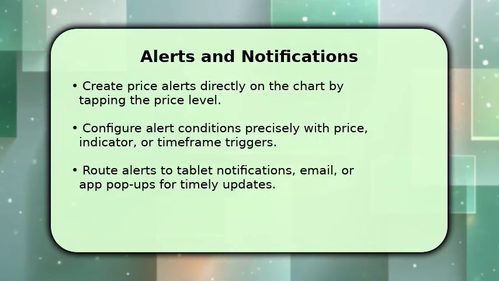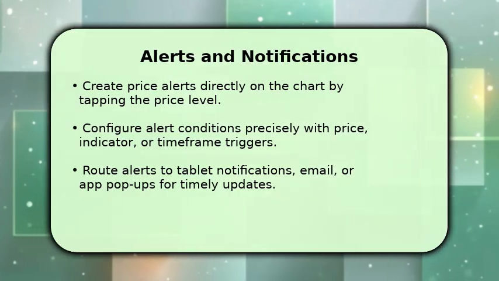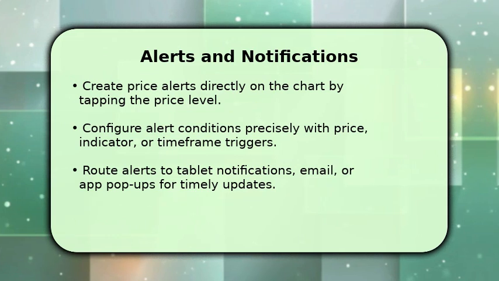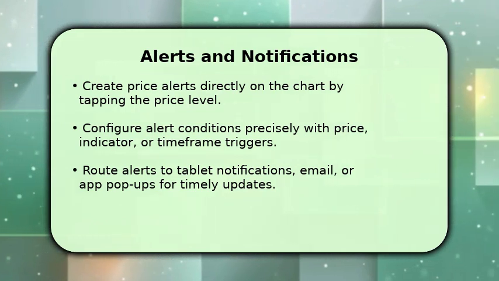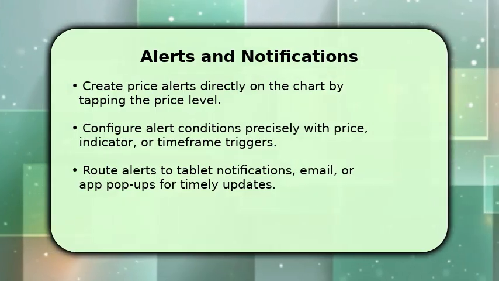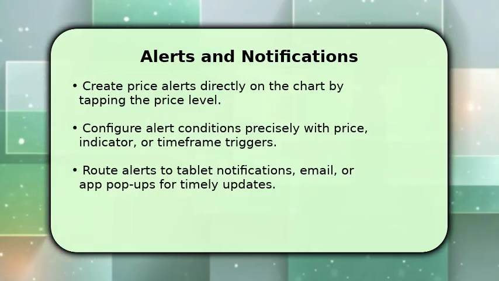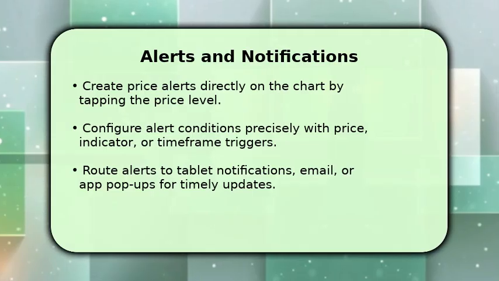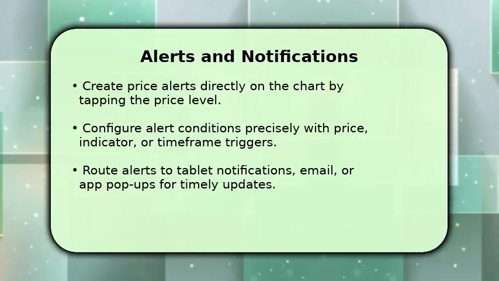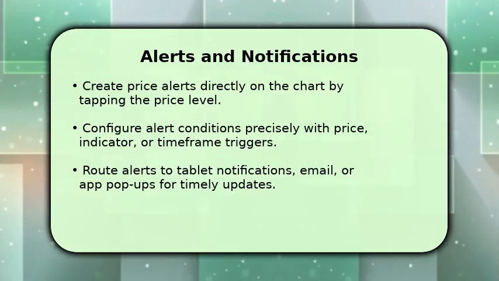Next, we handle alerts and notifications so you never miss important moves while using your tablet. Tap the price or indicator to create an alert, then set the condition, frequency, and expiration time. Choose notification channels such as in-app push, email, or sound so alerts reach you whether the app is open or in the background. Test one alert to confirm it triggers properly and adjust sensitivity to avoid clutter from too many false signals on your device.